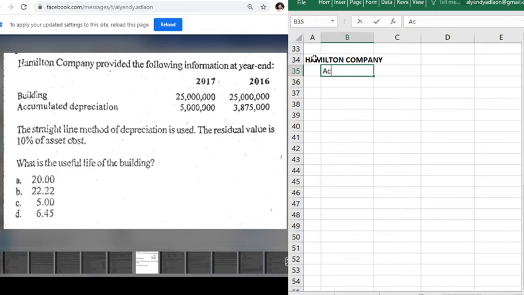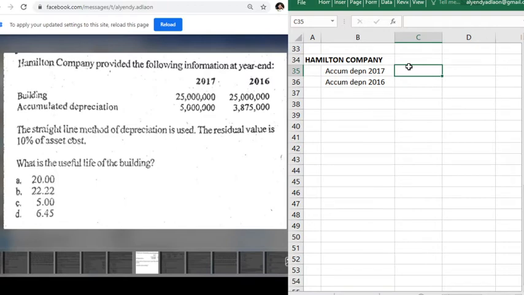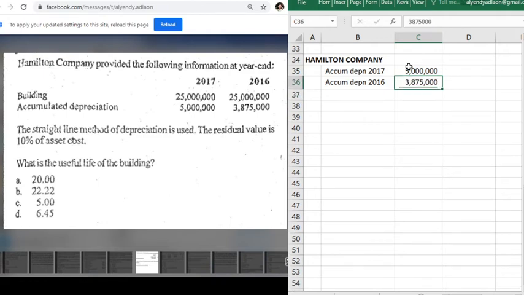Now, to compute for the annual depreciation, of course, we have to consider the accumulated depreciation at the end of 2017 and the accumulated depreciation at the end of 2016. So, for 2017, we have 5 million. And for 2016, we have 3,875,000. So how much is the difference? That is 5 million minus 3,875,000. We have 1,125,000. And this serves as our annual depreciation.